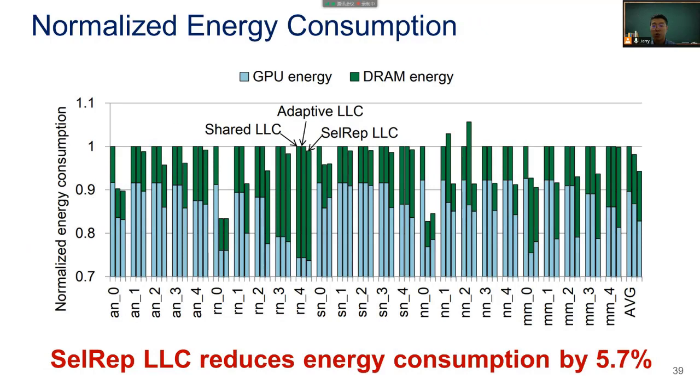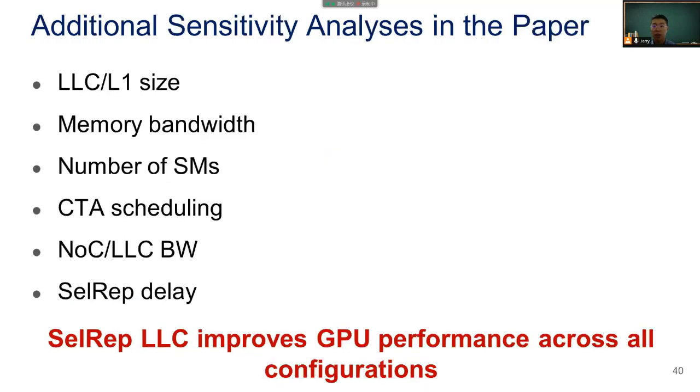CREP LLC reduces energy consumption by 5.7% on average compared to the shared cache. The reason is that CREP LLC reduces execution time significantly while only slightly increasing power consumption. We also evaluate CREP LLC on different configurations and show that CREP LLC is effective across a broad design space.